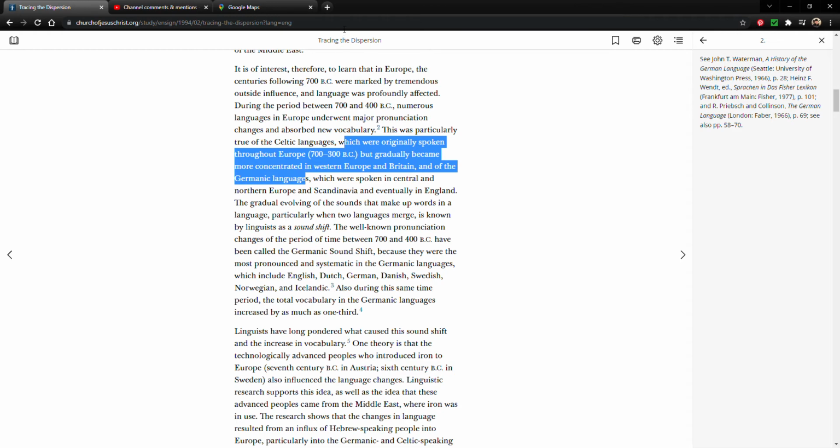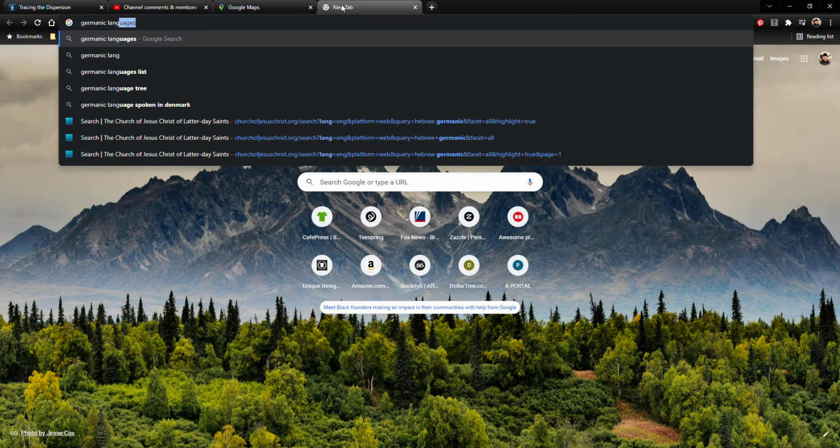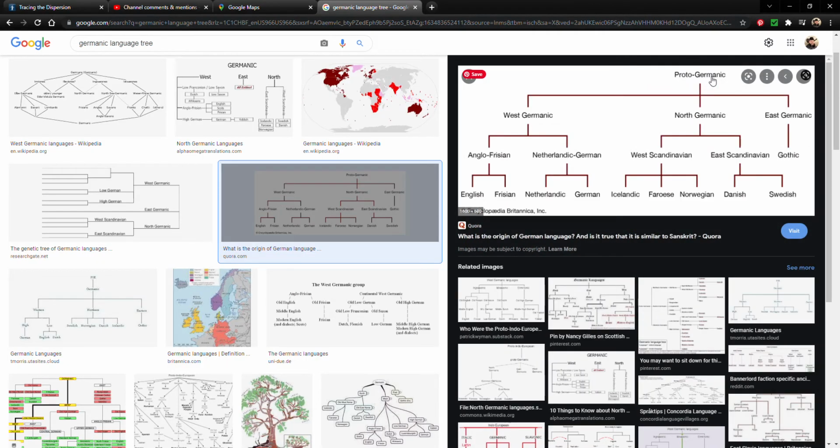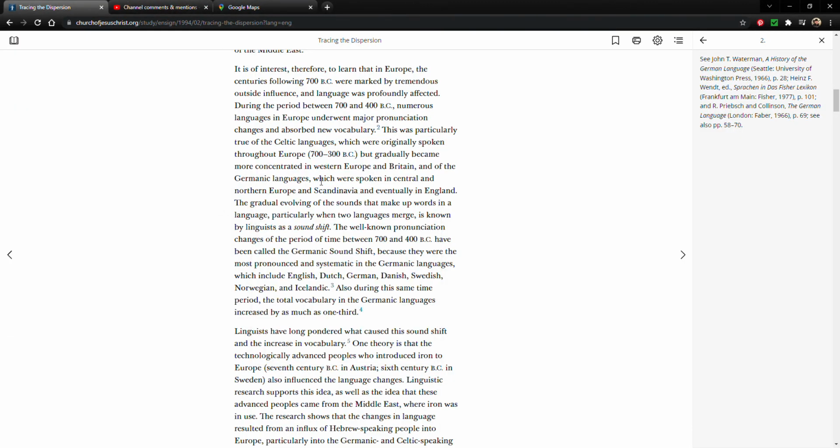And of the Germanic languages. Let's take a look at the Germanic language tree, because English is a part of that, just in case you're not familiar. When we go to images here, let's just look at this one. Proto-Germanic, let's see, English is over here, Western Germanic. So it goes Proto-Germanic, West Germanic, Anglo-Frisian, and then English and Frisian. And then over here you have Netherlandic German, which goes down to Netherlandic and German. And then you have Icelandic over here, Faroese, Norwegian, Danish, Swedish, Gothic over here, East Germanic Gothic. So English is a Germanic language, in case you didn't know, which were spoken in Central and Northern Europe and Scandinavia, and eventually in England.